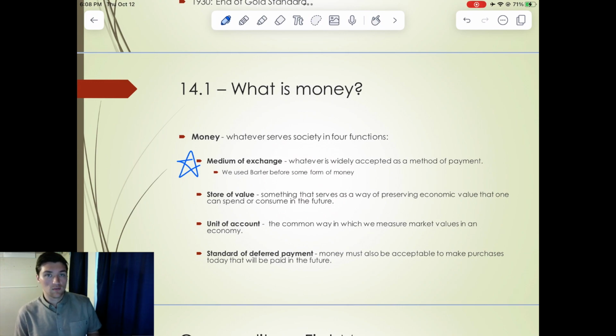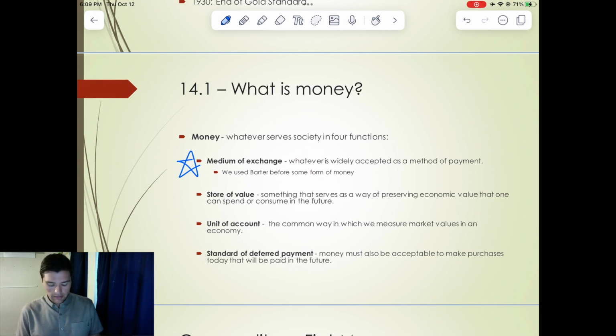I'm not just going to give you a piece of paper that is literally a blank sheet of paper. It has zero value, and you're not going to give me a car for that. But if I gave you cash money, because it has value, then you would give me the car, because money needs a store of value, something that serves as a way of preserving economic value that one can spend and consume in the future. So basically, the only reason you would take money is so you can spend it. So it has to have value.